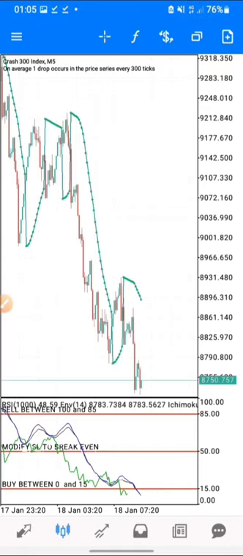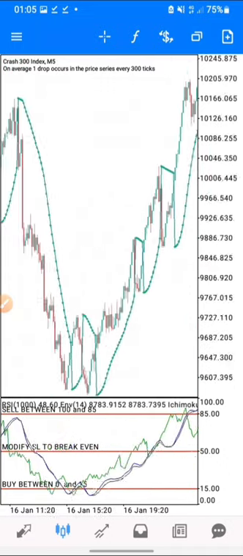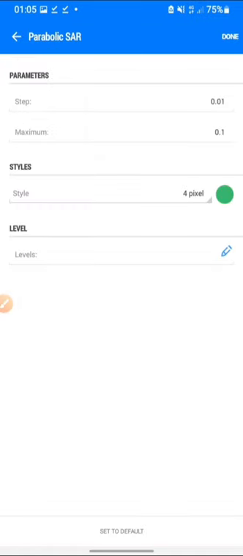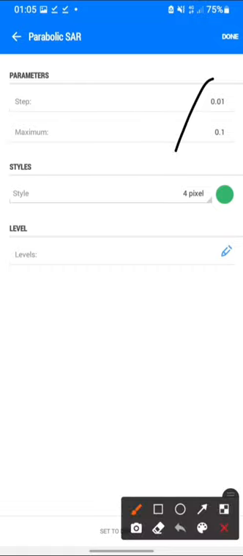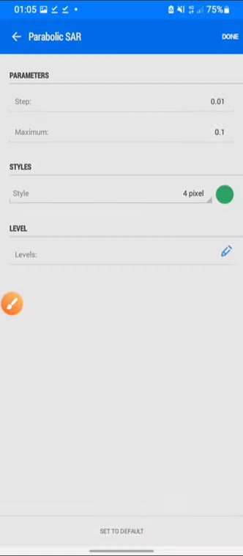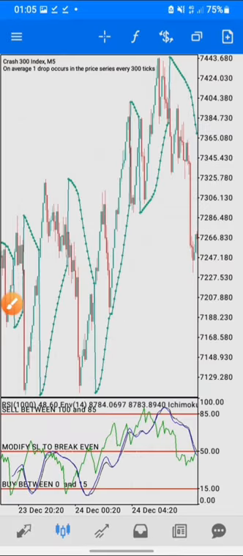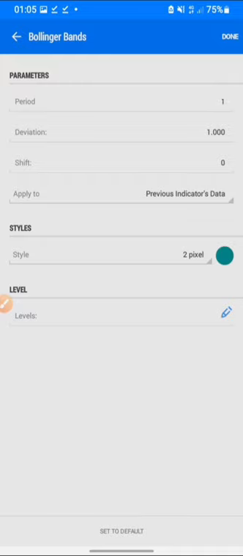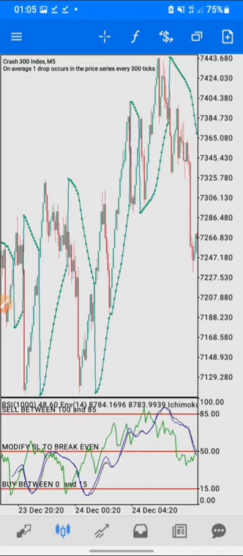So today I'm back with the boom and crash strategy. And it works both when you are trading spikes and when you are trading ticks. So let me just show you how you set these indicators. With the parabolic, just copy as it is. After copying, you press done. We have the Bollinger bands, just copy as it is, press done.